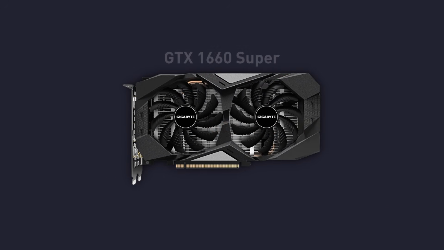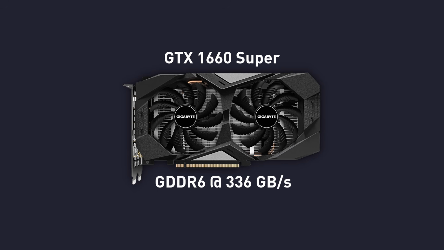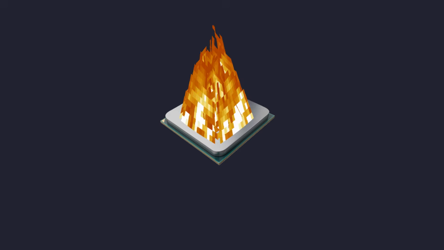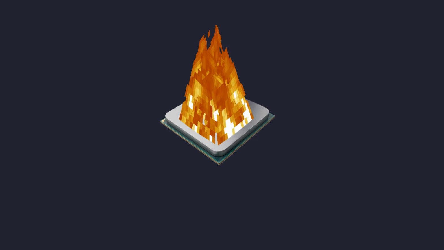On one hand, my GTX 1660 Super uses GDDR6 memory, with a theoretical bandwidth of 336 GB per second, which obviously outpaces even the best SSDs. But on the other hand, there's just so much more CPU overhead in this whole setup.